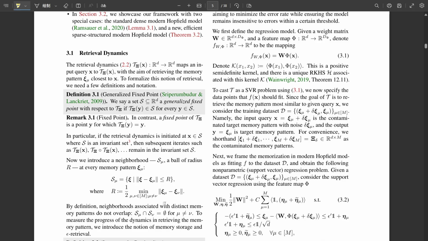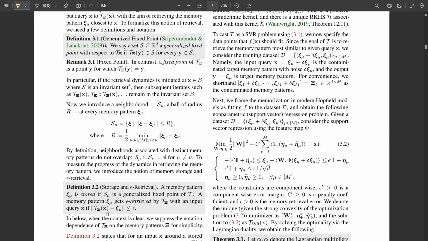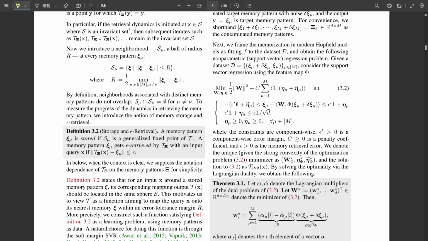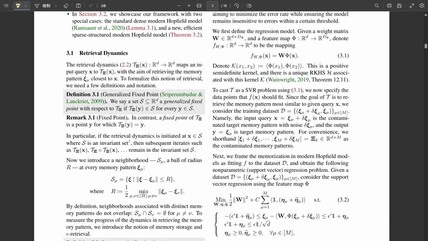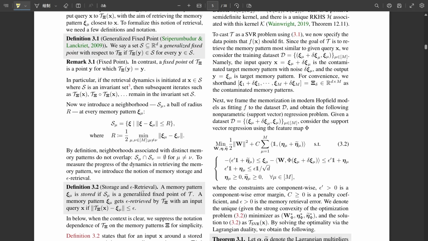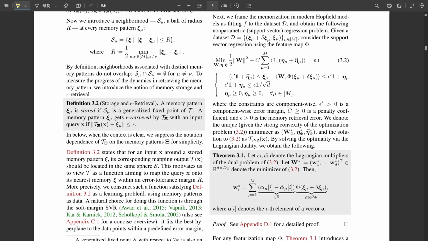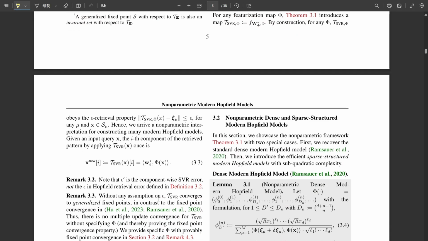What's the next major innovation they introduce using this validated framework? This is where they directly address those practical limitations. We talked about the computational cost and potential noise vulnerability of the dense model. Theorem 3.2 introduces the sparse-structured modern Hopfield models. Sparse-structured. Okay, does that mean what it sounds like? They aren't performing computations over all the stored memories simultaneously anymore?